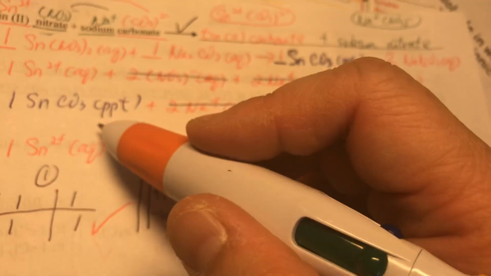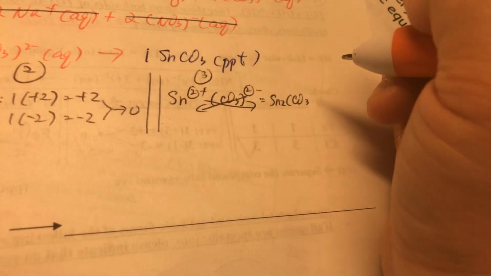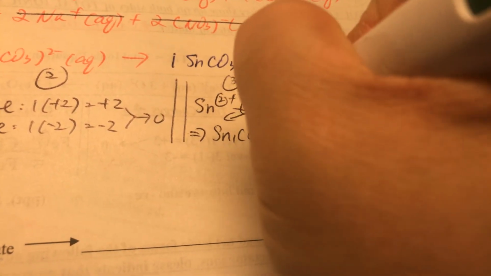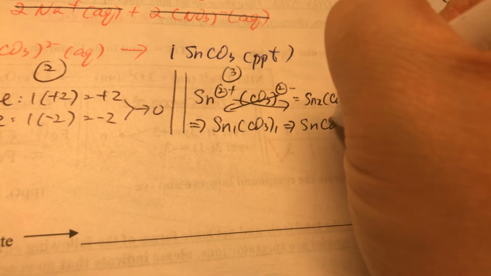Okay, I have to cross over them. So I get my Sn2+, and then my CO3 2-. We cross over: Sn2+, parentheses CO3 2-. I will get Sn2 parentheses CO3 2, but then I have to divide by 2. I get Sn1 parentheses CO3 1. So finally, I get SnCO3. Okay, so number 2 is good.